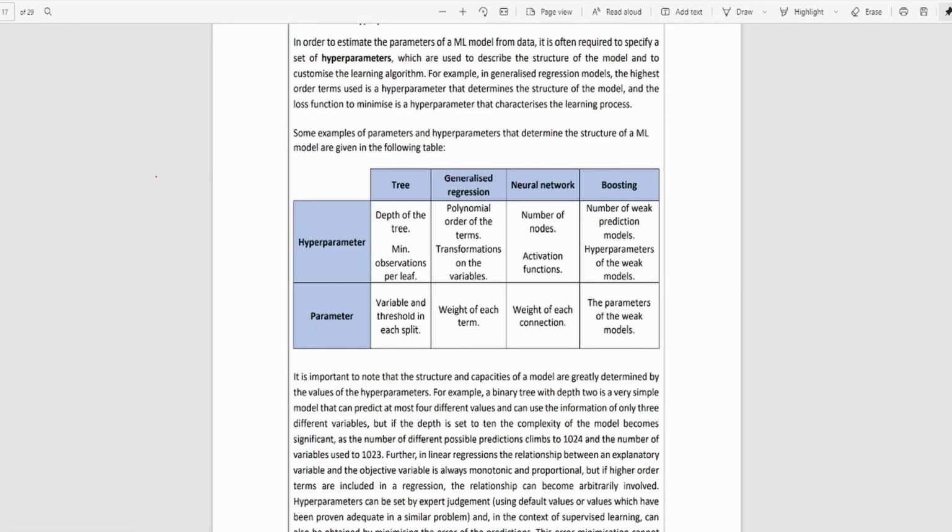Yes, so here are a few things they mentioned. I have taken a screenshot of that. For example, for a tree-based model, you need to decide the depth of the tree, and that's the hyperparameter. And it's not very scientific as to what should be the optimal depth of the tree. It's difficult to find that out scientifically.